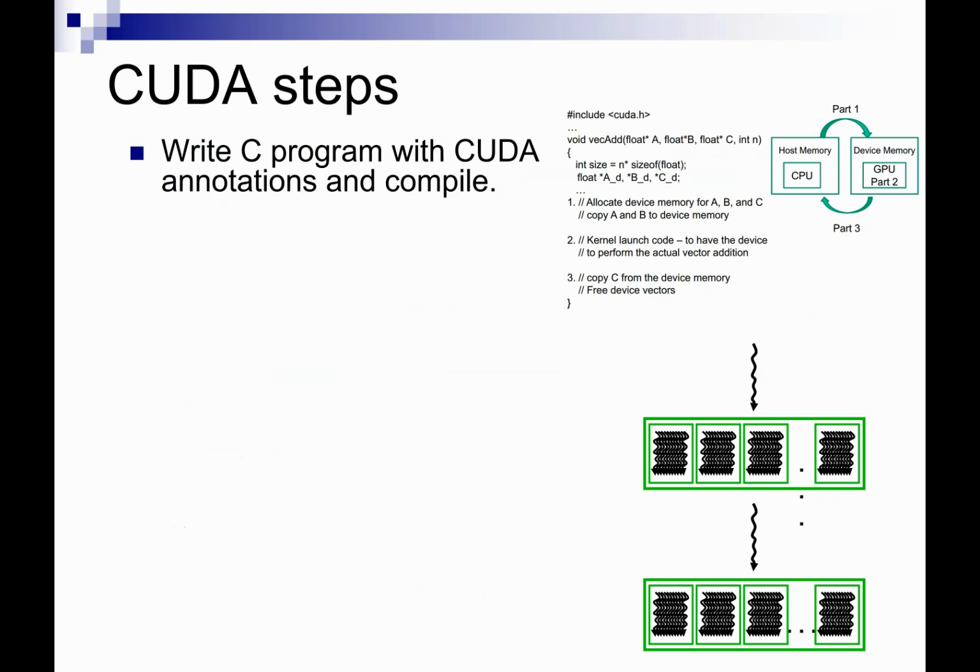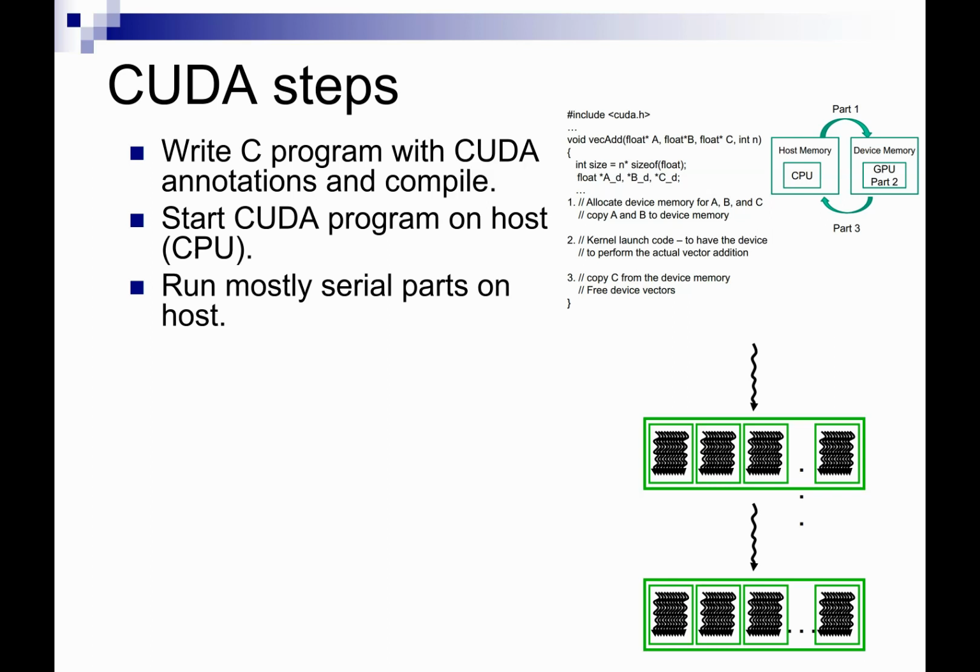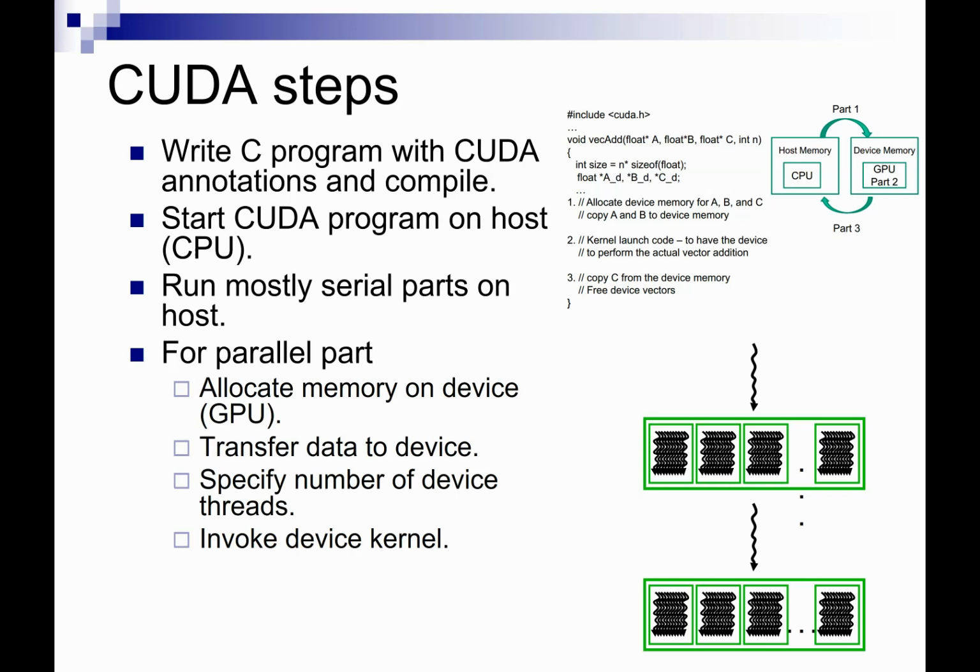So now let's talk about the steps to writing a CUDA program. To write a CUDA program, you write a C program, and then you add some CUDA annotations. Then you compile this with NVCC, the NVIDIA CUDA compiler, and then you can run it. The way you run CUDA programs is that you start the CUDA program on the CPU. The CPU is called the host. The host is going to do some initialization for you, and it's going to run some serial code.